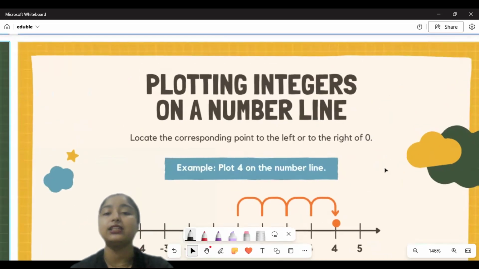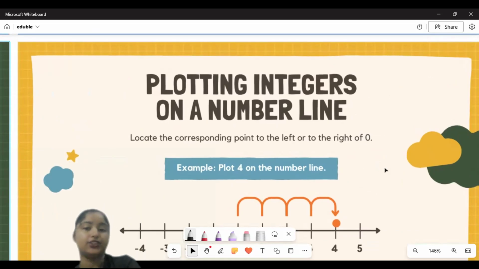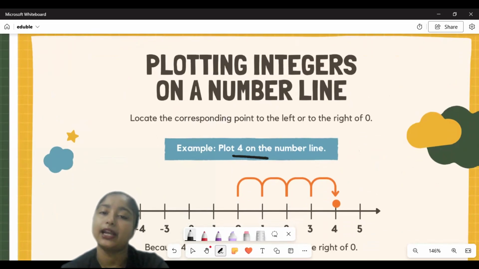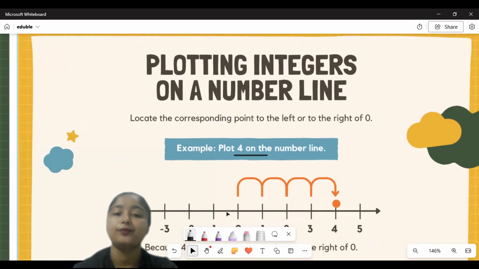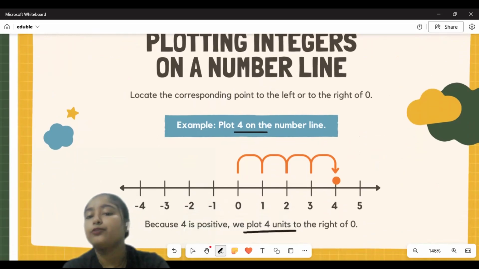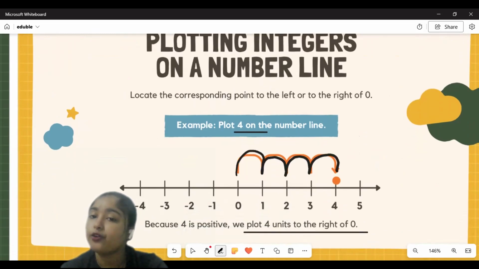Now let's see how we plot an integer on a number line. For example, it says plot 4 on a number line. How are we going to do that? So just make a normal number line, right? And because 4 is a positive number, we plot 4 units to the right of 0. Look, 1, 2, 3, and 4. 4 units to the right of 0, since 4 is a positive number.